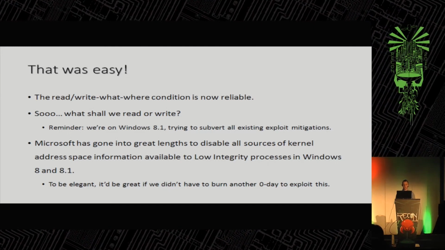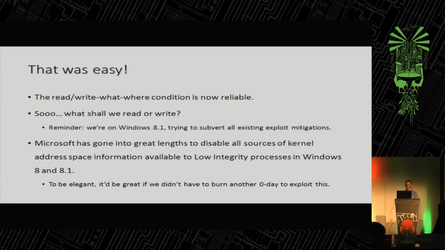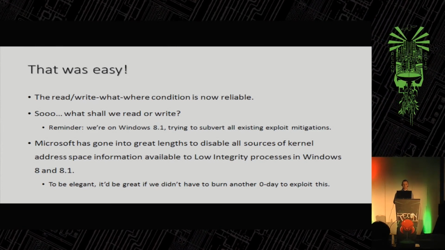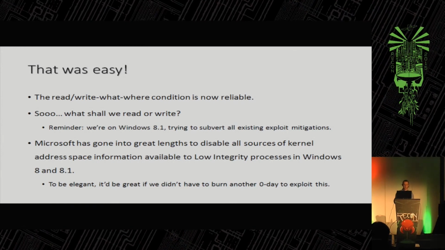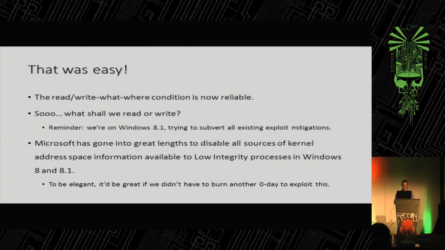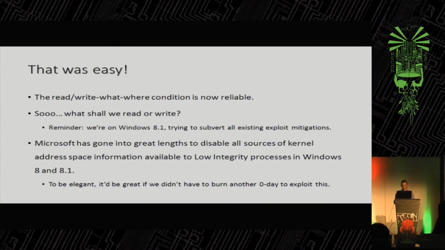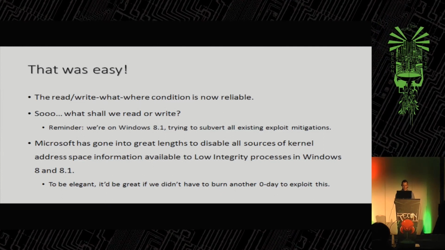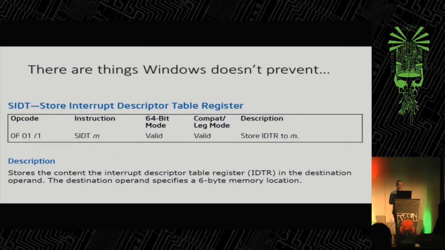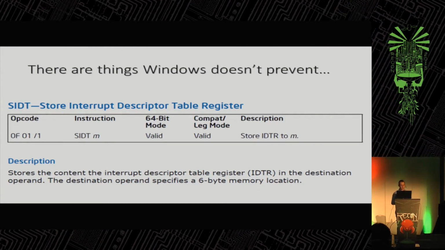Because we're on Windows 8.1 trying to subvert all exploit mitigations, and as it turns out, Microsoft actually went to great lengths to make it impossible to get any information about the kernel address space from within user mode, and specifically from within low integrity processes. Of course, we would like to use whatever resources we have right now and not burn another 0-day on this. So there are still things that Windows doesn't prevent us from acquiring about the kernel address space.